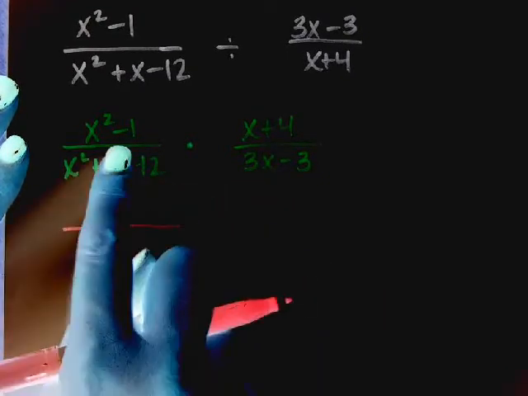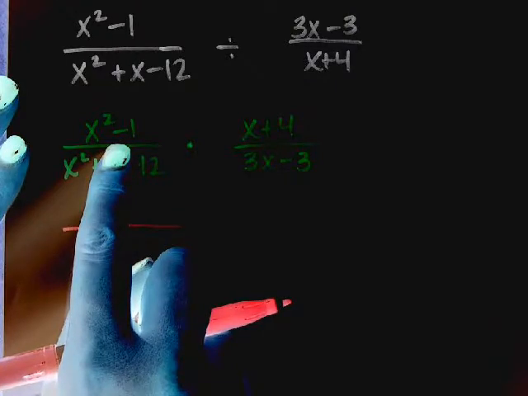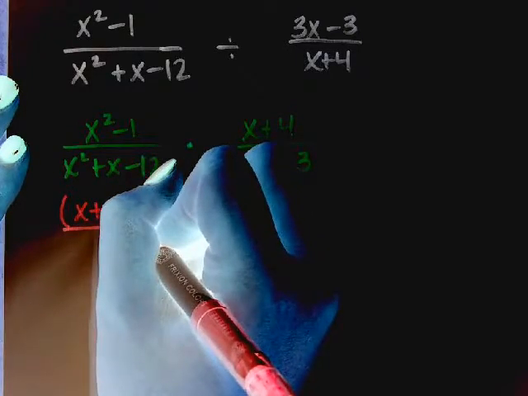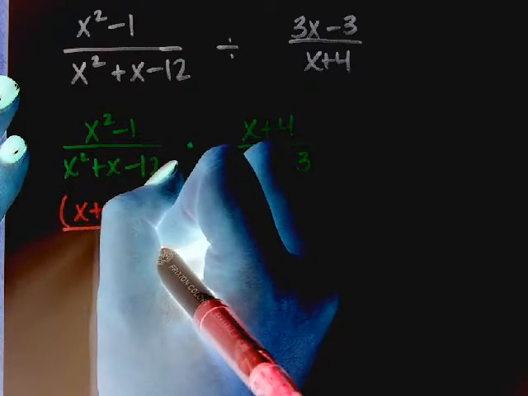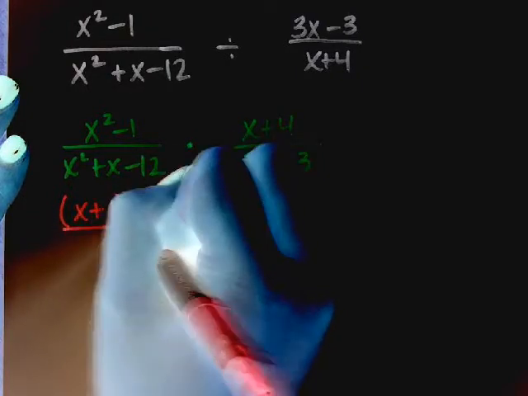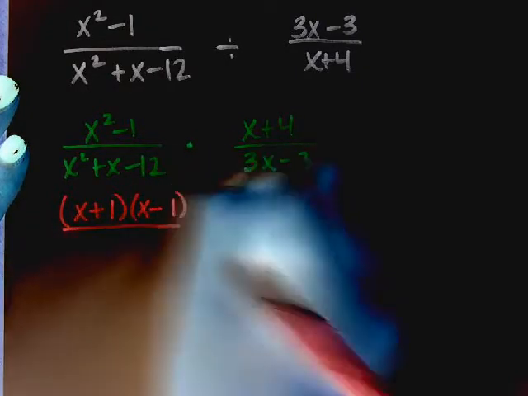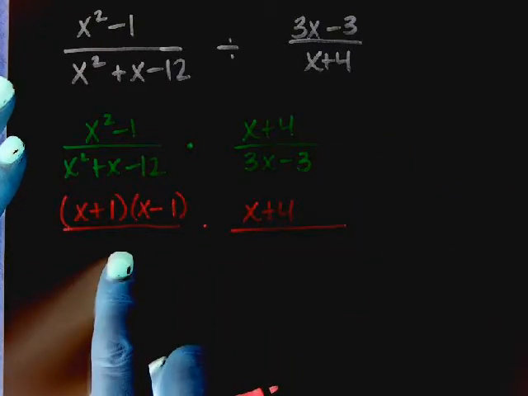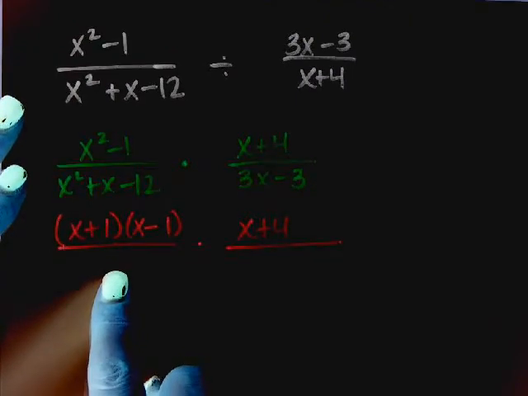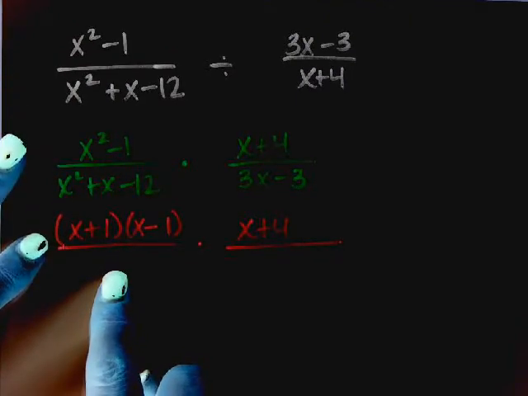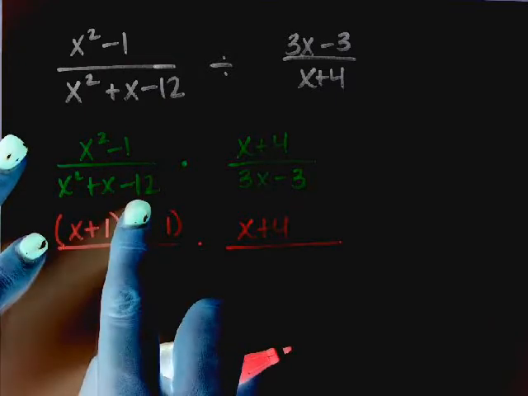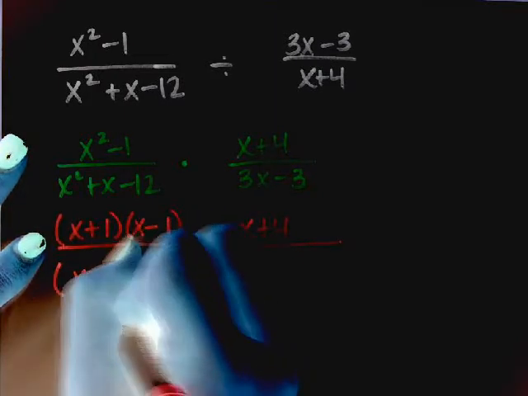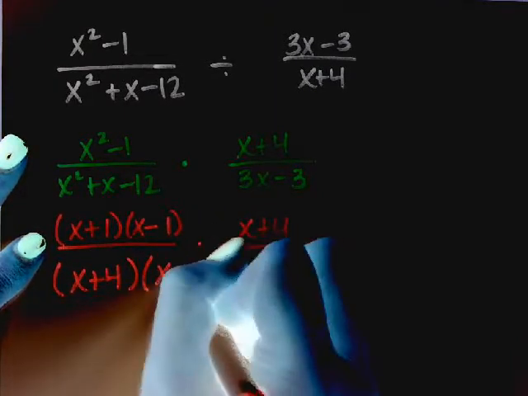All right, so what do we do to the top? Okay, so x plus 1, x minus 1. Okay, so that was the difference of squares. And then for the bottom, we're finding something that multiplies to negative 12 but adds to positive 1. X plus 4, x minus 3.